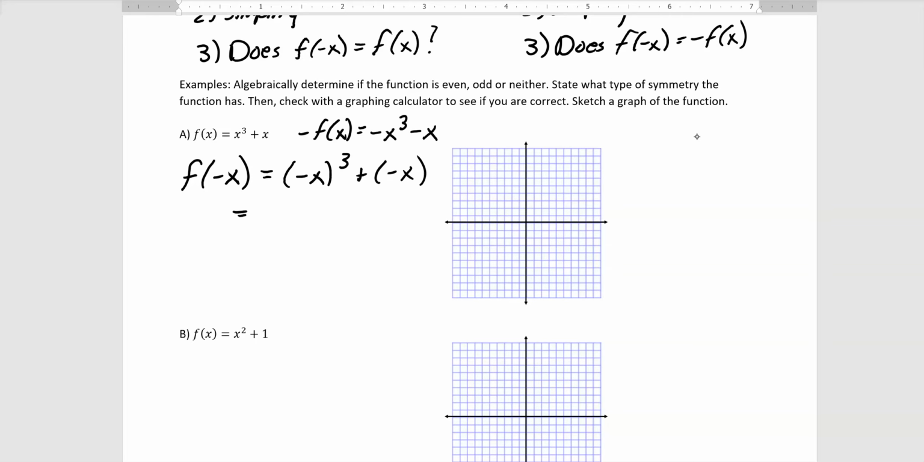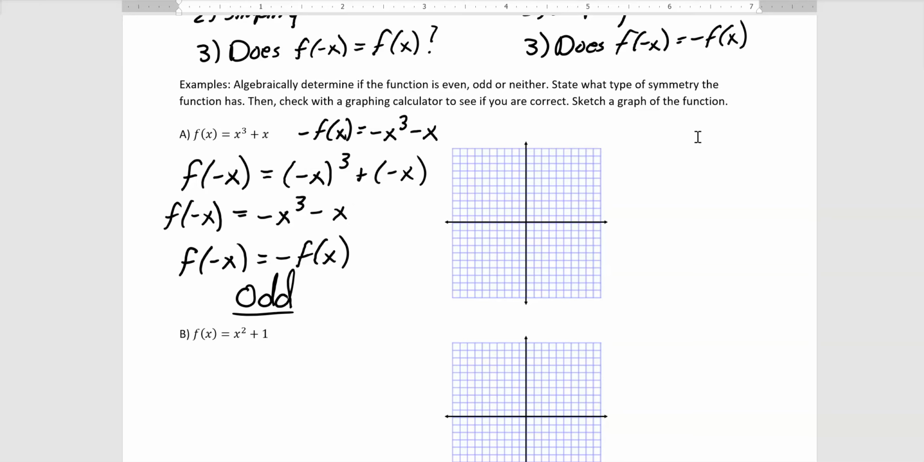So let's simplify this here. Negative x to the third. So negative x times negative x times negative x. That would give me, indeed, negative x to the third. Adding a negative is the same thing as subtracting. So that would leave me with negative x. All right, so this is what f of negative x equals. Does that match f of x? No. Does that match negative f of x? Yes, it does. So you're telling me that f of negative x equals the negative f of x, which means that this function is odd. Okay, which means there should be symmetry to the origin.